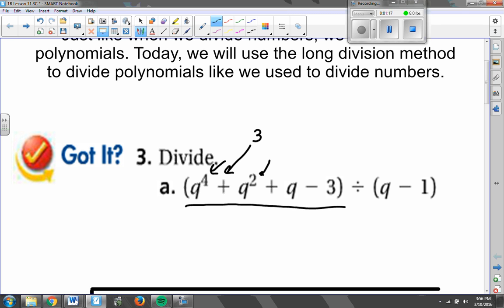So what we have to do is turn this into q to the fourth plus 0 q to the third. We have to add in our own 0 q to the third there, which obviously is not really adding anything because 0 times that is nothing. But we need that q to the third if we're going to do this division. Then we add q squared plus q minus 3. This is the polynomial that we really need to be dividing. So the problem needs to turn into this.